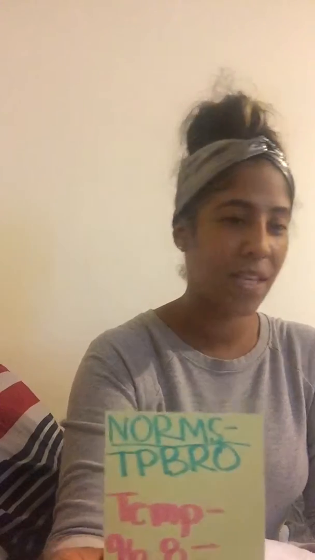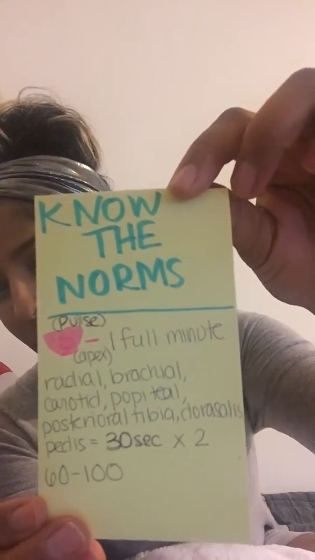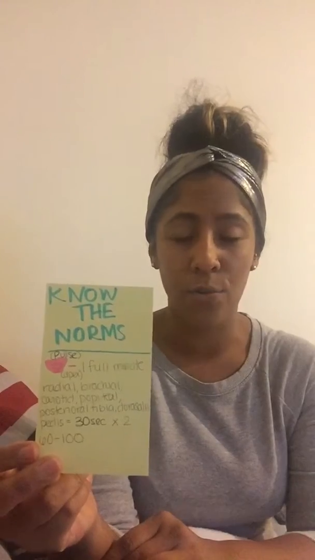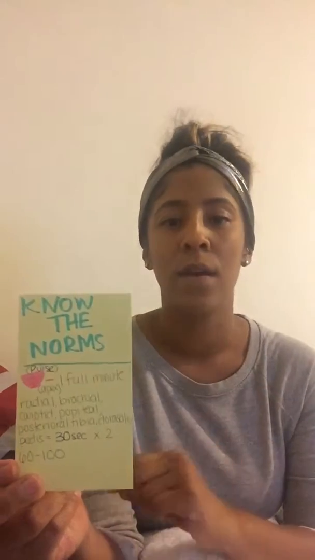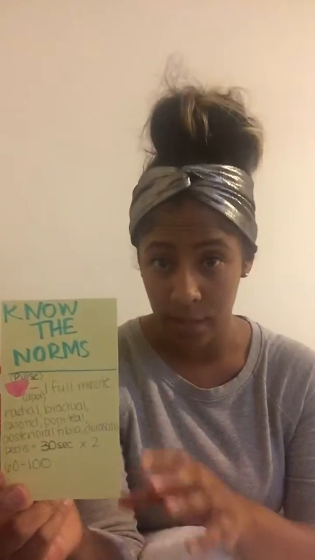The next in our TP bro is going to be pulse. Now with pulse, there's a few different ways you can do it. One way is going to be at the apex of the heart, which is right under here in your mitral region. Anytime you listen to the apex of the heart, you are going to listen for 1 full minute. There's no shortcuts on that. There are shortcuts otherwise in other places of the body.